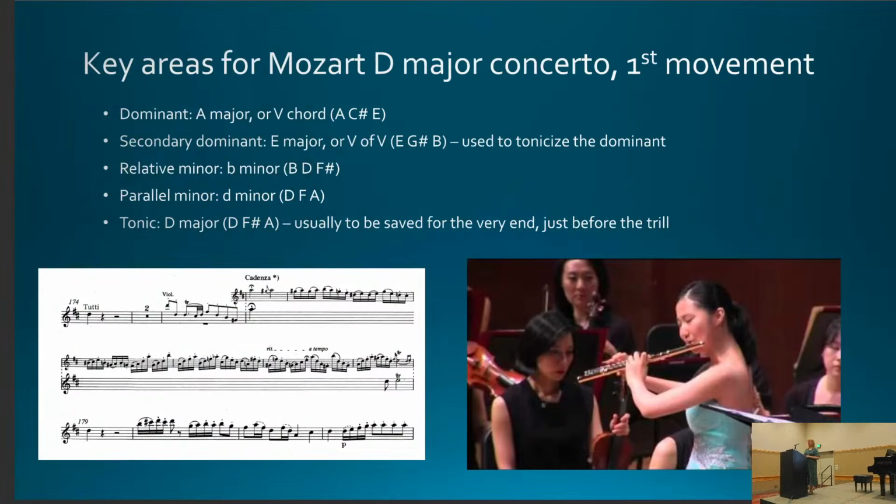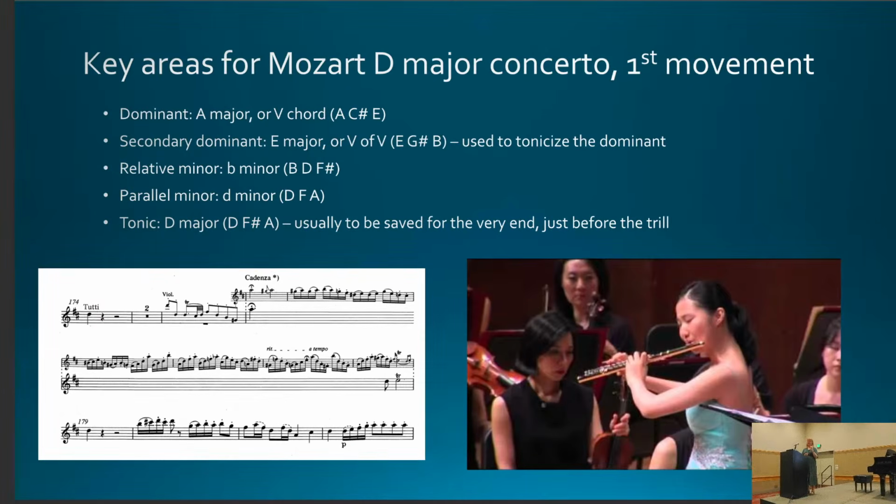All right, here's a little more specificity for each concerto from Mozart. You are on the dominant chord. These are your key areas. Your dominant of A major, your secondary dominant of E major to tonicize that dominant. Your relative minor is B minor. Your parallel minor would be D minor. And of course, your tonic is D major, which you want to save to the very end of your cadenza.